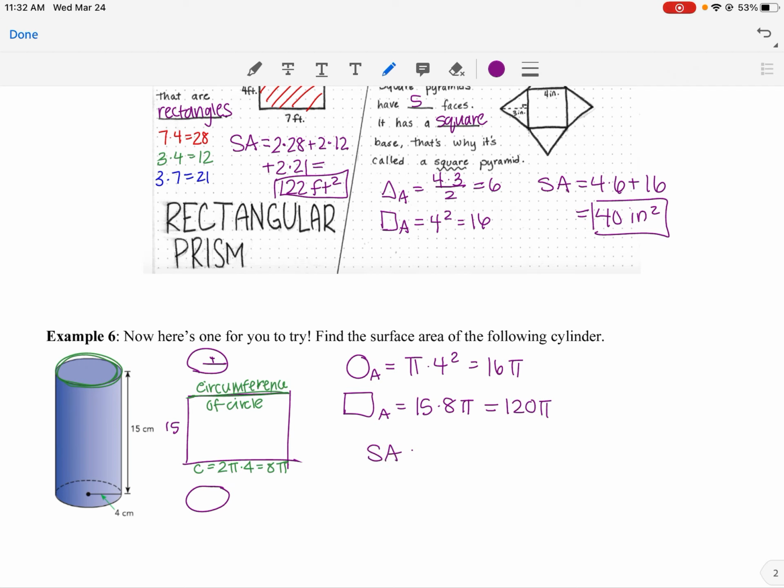So your surface area here is, you've got 2 circles, so 2 times 16 pi, plus 120 pi for the rectangle, and we end up with 152 pi, which is approximately, if you type that on your calculator, 477.52. Remember our units, centimeters squared.